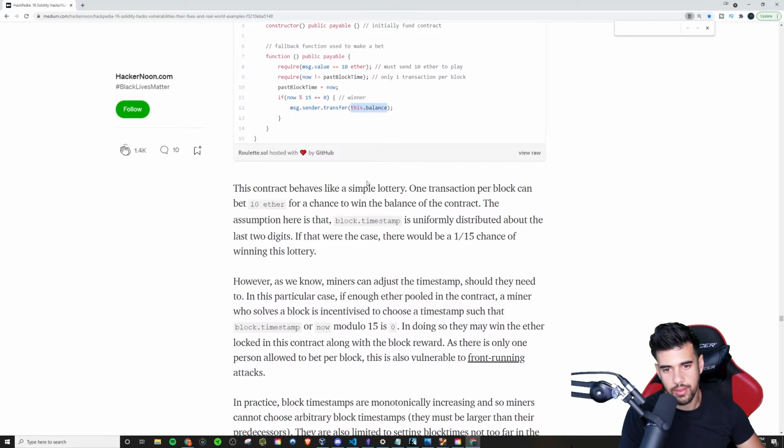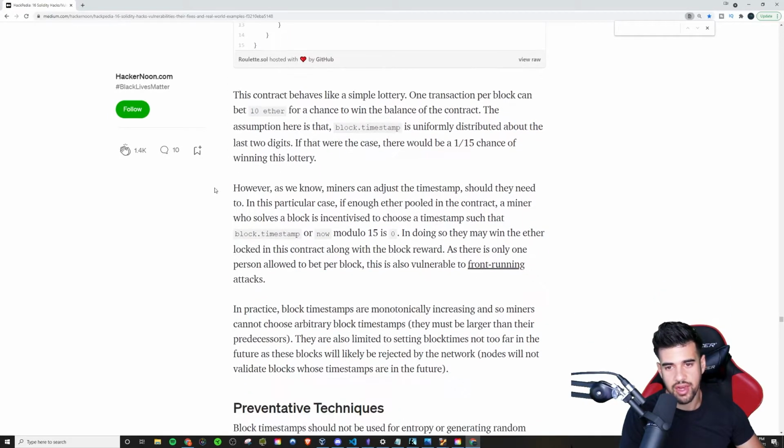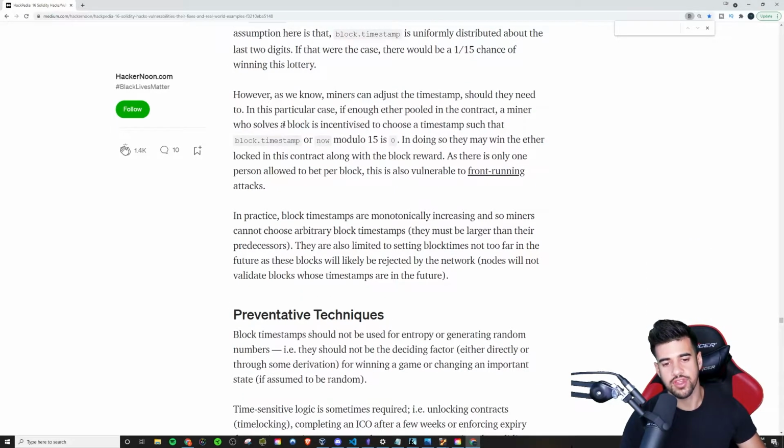So basically this is like a simple lottery, with all the conditions that I outlined. You would assume that everything would be distributed evenly, right? And so in that case, you would have a 1 in 15 chance of winning the lottery for this contract, right? And getting the payout.